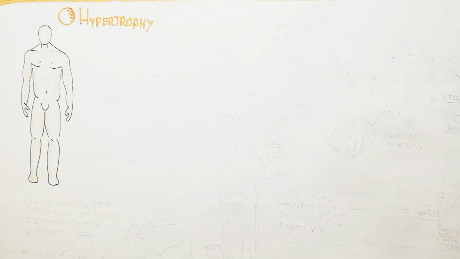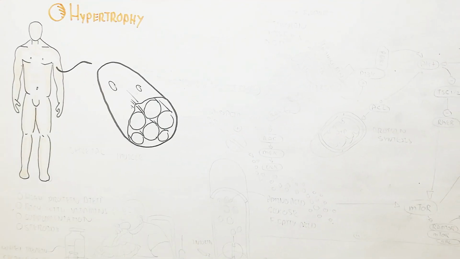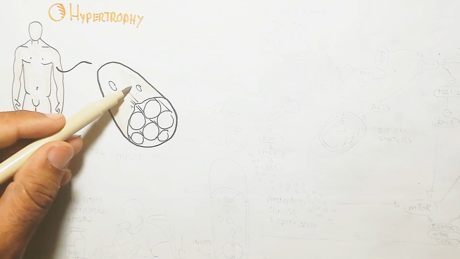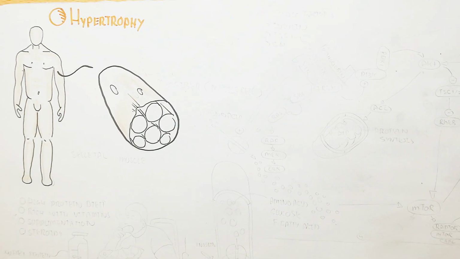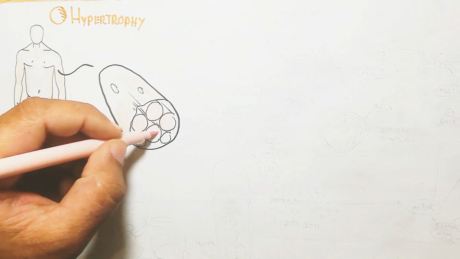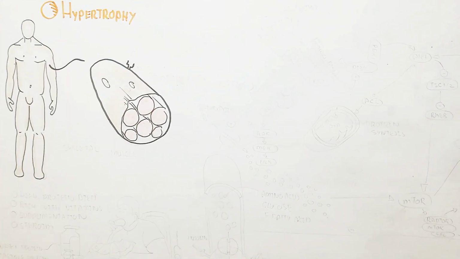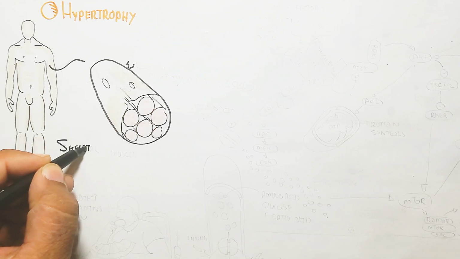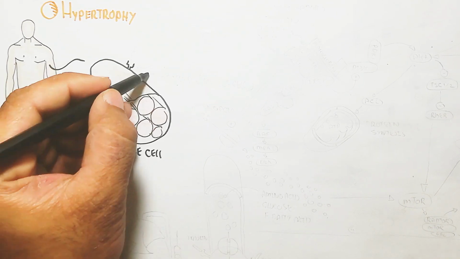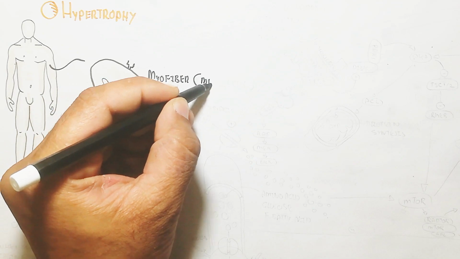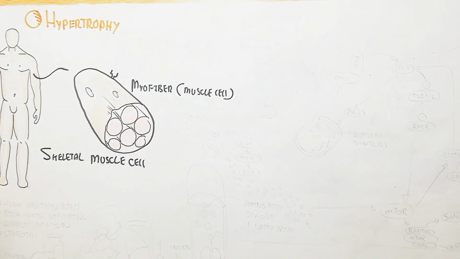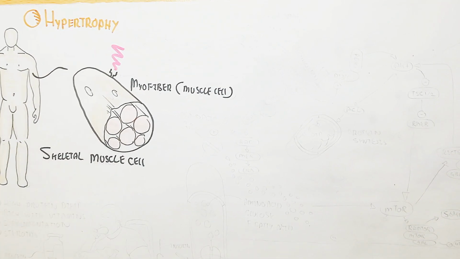So let's understand, this is a person containing a skeletal muscle cell. We are focusing on the skeletal muscle cell. Remember, we are not studying the anatomy. Inside is the myofibril, which contains a sarcomere. The sarcomere is the functional and structural unit of the myocyte. This is the myofiber muscle cell.